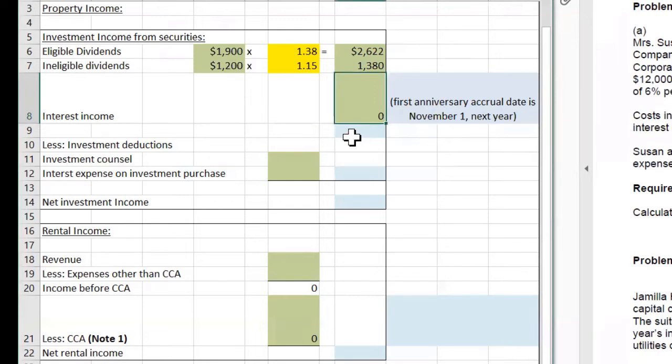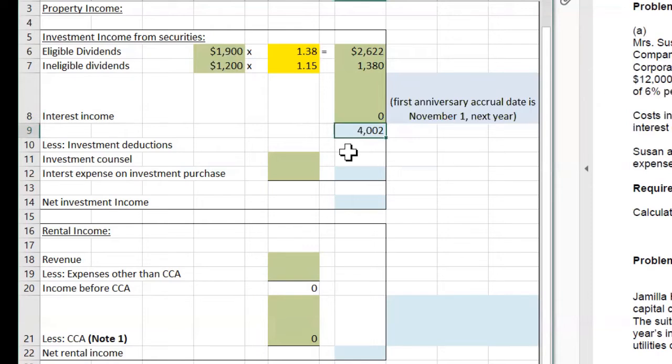Now, if that bond had been purchased in the prior year, then we would go ahead and accrue interest for this year for one full calendar year. However, it hasn't happened here. So there is $0 to actually accrue here. The total income that we have so far, if we're doing a subtotal here, is $4,002.